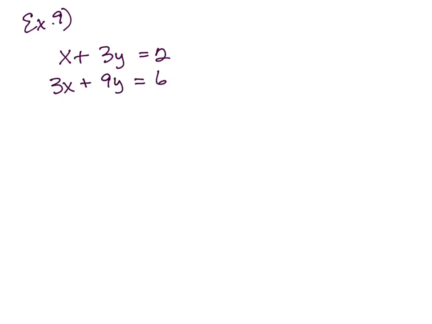It's the last example for today. Example 9. We have x plus 3y equals 2, and we have 3x plus 9y equals 6. Multiply the top by negative 3, he said. I like it. So that new top sentence is going to be what?